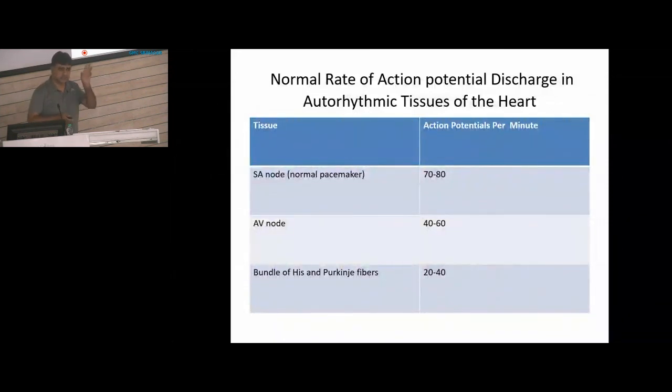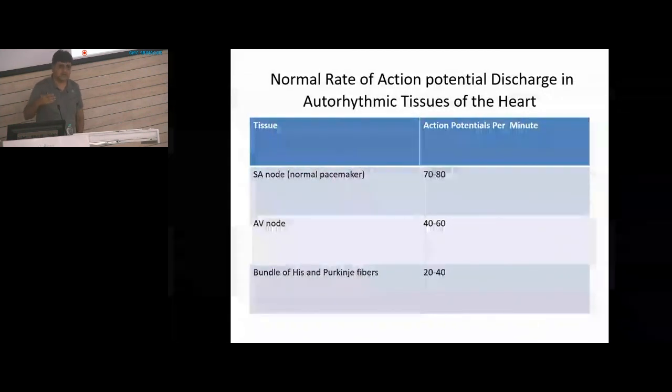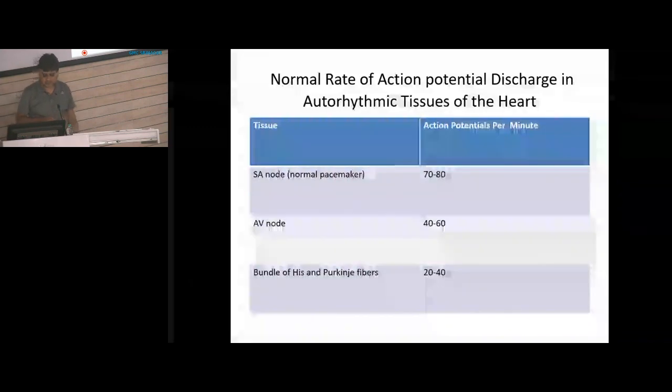If SA node fails, AV node will take over. AV node will take over, but that time heart rate will be around 40 to 50. If AV node also fails, Purkinje system takes over. But that time again, the heart rate will be around 20 to 30. Heart rate will decrease, but the heart can still manage to pump blood.